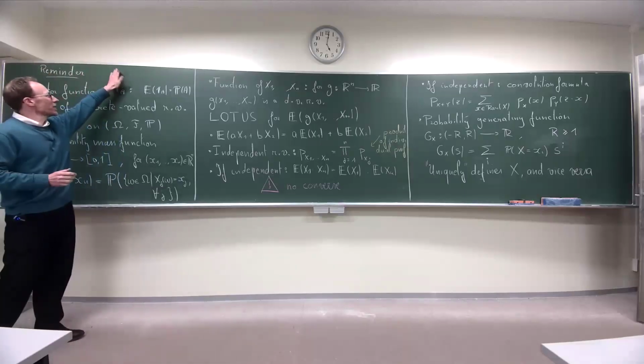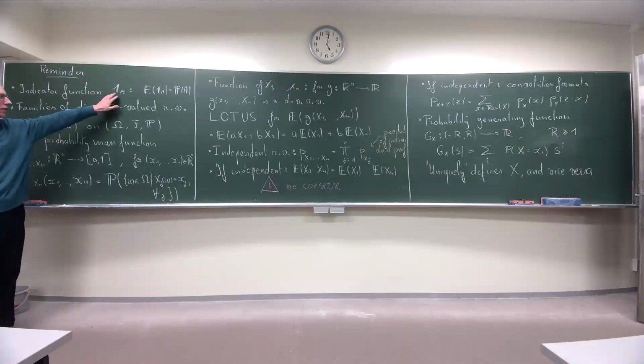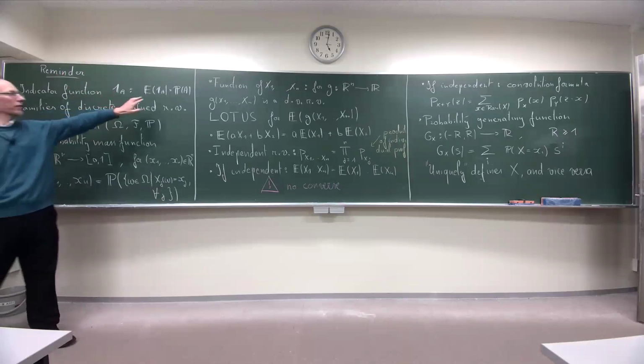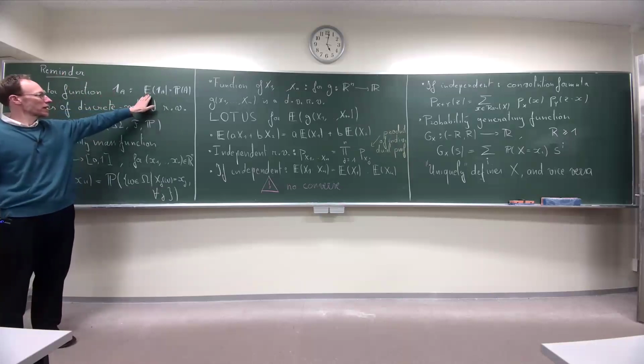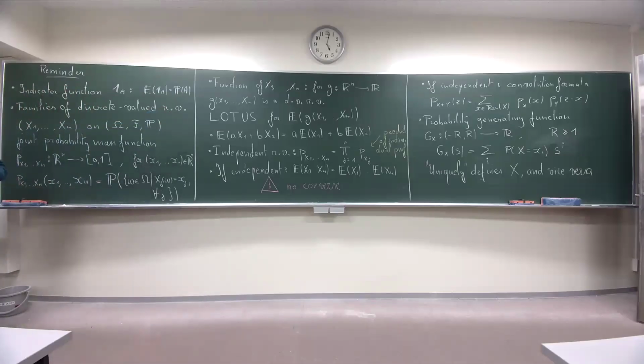So let me remind you what we have done last week, very briefly. I introduced the notion of indicator functions. These are very special random variables taking only two values, 0 and 1, and A is a subset of the set of events. They have the special feature that the expectation of this random variable is equal to the probability of A. And this can be used for many purposes.